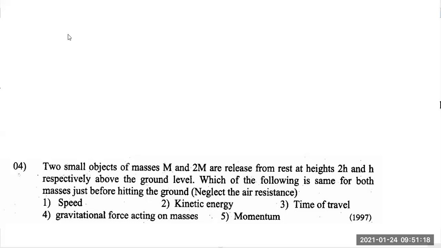Question from 1997, past paper. Two small objects of mass capital M and 2m are released from rest at heights 2h and h respectively above the ground level. So that is the ground level, and each object is released from different heights. They both have different masses as well. So this height is 2h, this height is h.